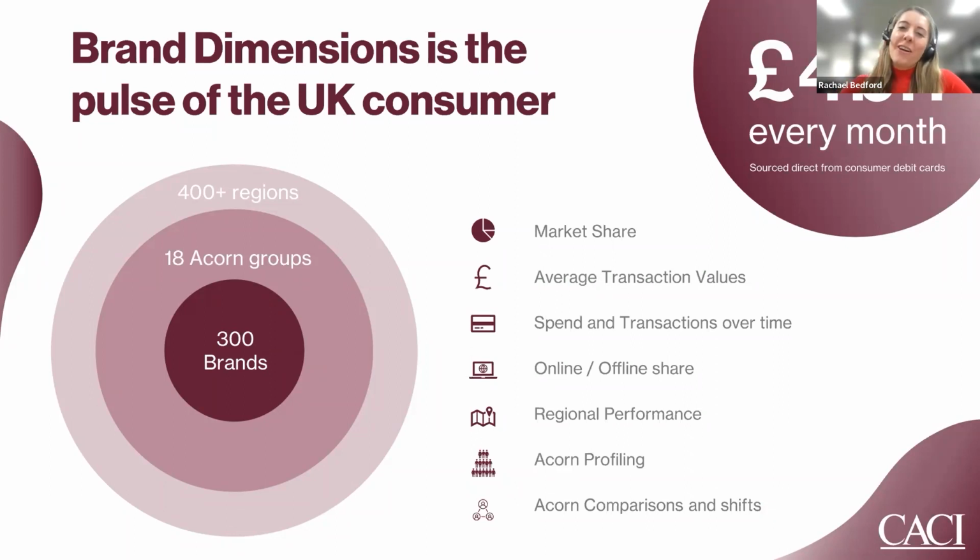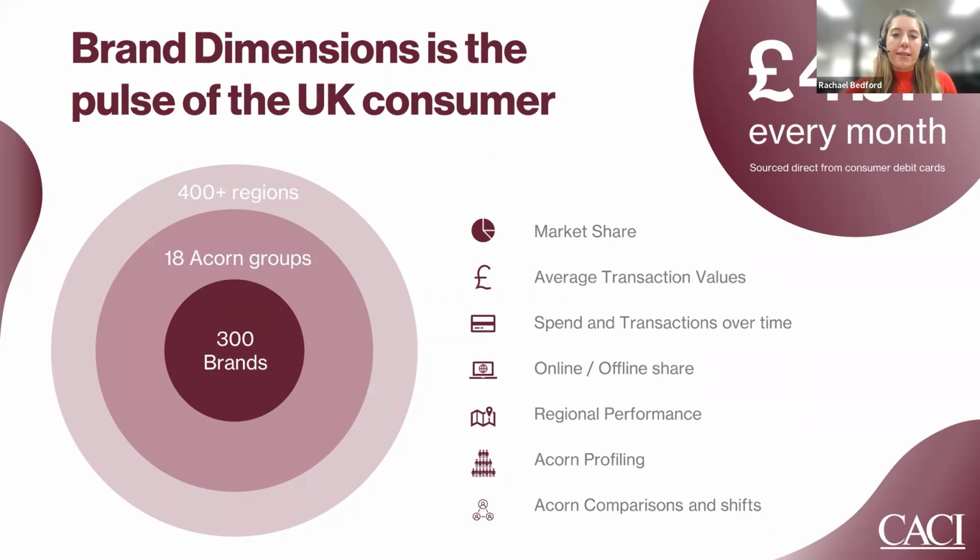Within this product, which is delivered monthly through an interactive dashboard, CACI are tracking the performance of 300 brands across the UK in addition to their category spend. In classic CACI fashion, we can split this down by Acorn group and across over 400 regions as well. Brand Dimensions allows you to track market share to understand how your brand has performed relative to the category that it sits within. It will show average transaction values all tracked over time.